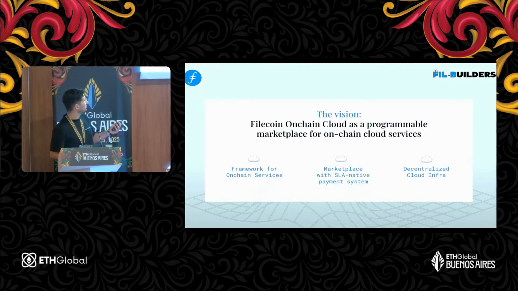So the vision of Filecoin Onchain Cloud, which is a new narrative from Filecoin, is to create a programmable marketplace for on-chain cloud services. So you can think of it like you can set your own SLA and native payments, like how much you want to give to storage providers to serve their storage to you.